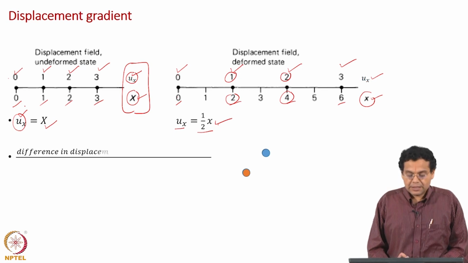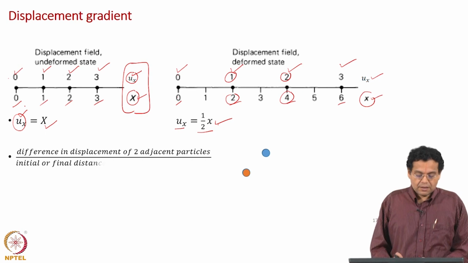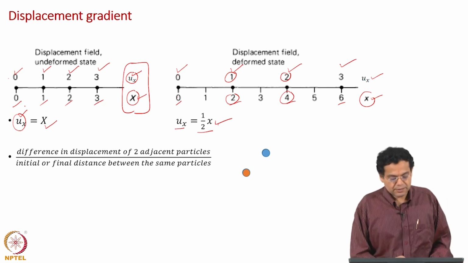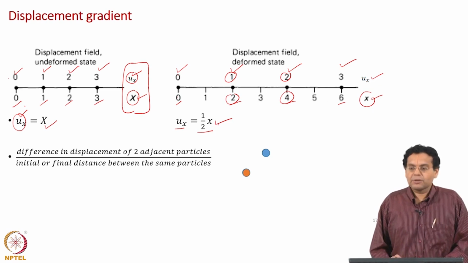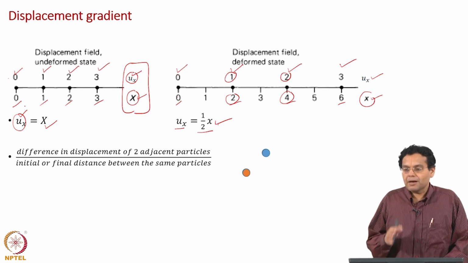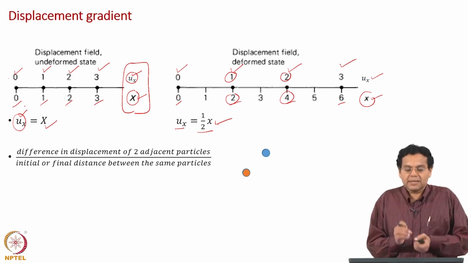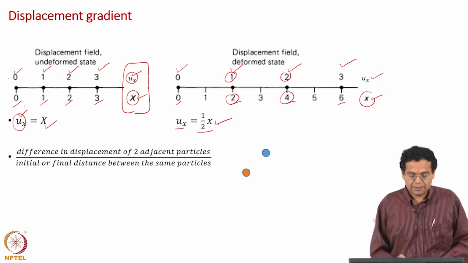Difference in displacement of two adjacent particles divided by initial or final distance between the same particles. Okay, let us understand this clearly. It says two adjacent particles. As usual, why two adjacent particles? They are very close to each other. We get a point definition of displacement gradient everywhere, that is a common theme throughout. All our equations, all our variables should be valid at a point, the definition should be valid at a point. So, we consider two adjacent particles. Of course, here as per the diagram it may be slightly away, but theoretically we are considering two adjacent particles.